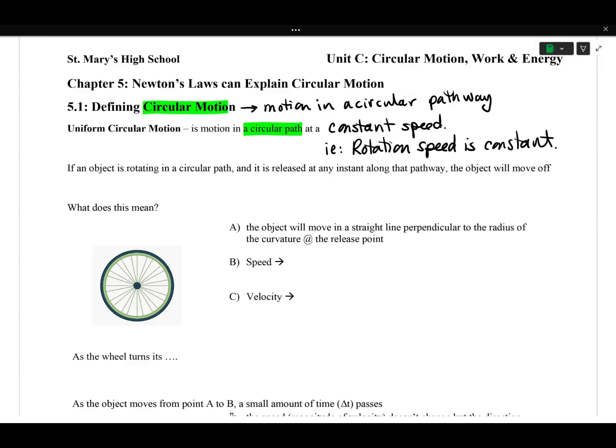Okay, so if we have an object that is rotating in a pathway, if we were to release it, it would travel along a straight pathway. So it would be launched in a straight line. We call that moving off tangentially. Just like we drew those tangents on those curved lines, same idea, our object is going to want to fly off in a straight line at the moment that we release it.